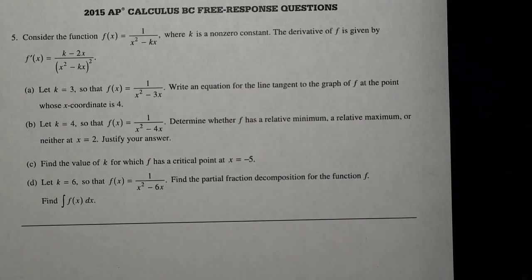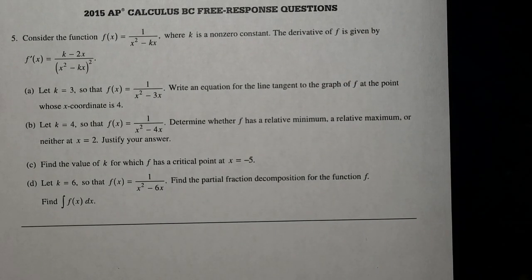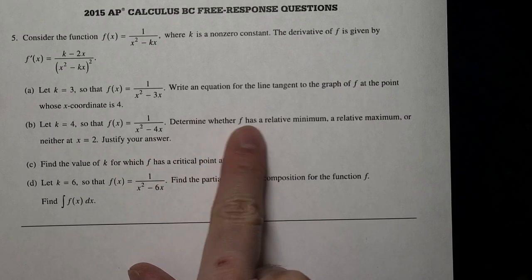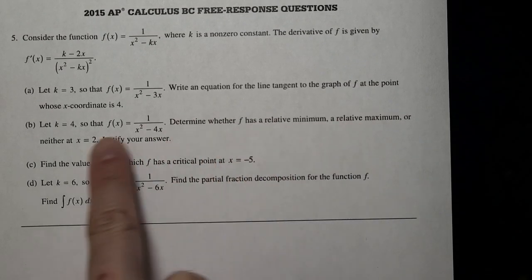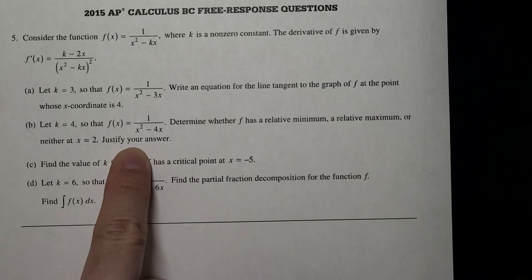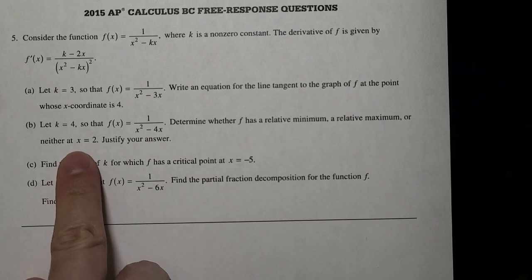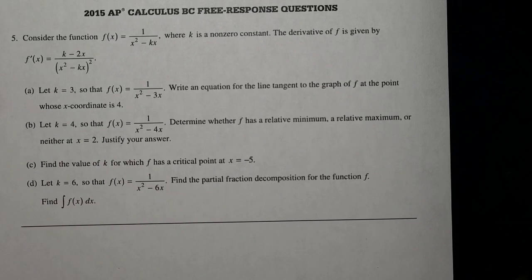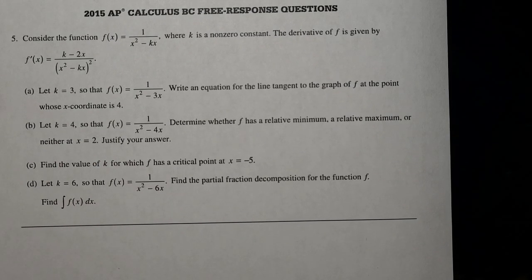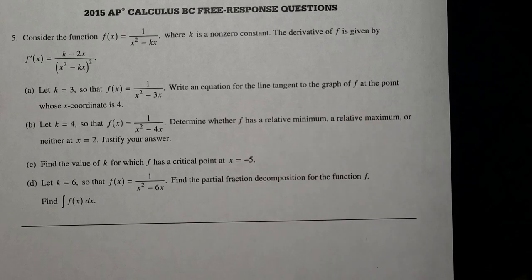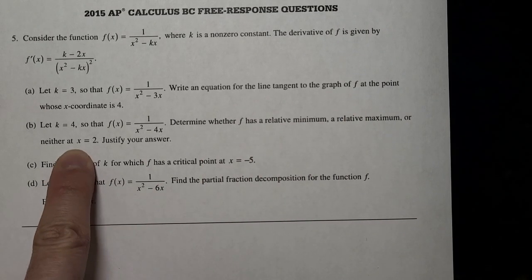All right. Part B, let k equal 4. f of x is this. Determine whether f has a relative min, max, or neither at x is equal to 2. Justify your answer. So it would have a relative min or max at x is equal to 2 if the first derivative changes sign at x is equal to 2. So it either goes positive to negative, which means there is a max there, or negative to positive, which means there's a min there. If it does not change sign, it stays the same, it is neither.